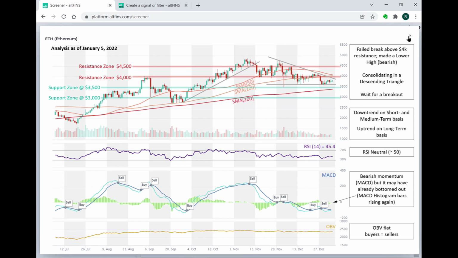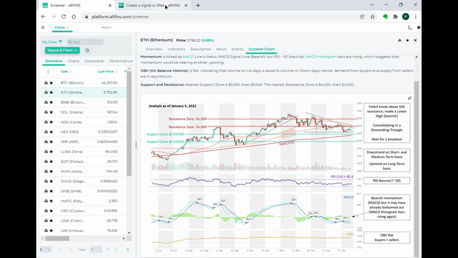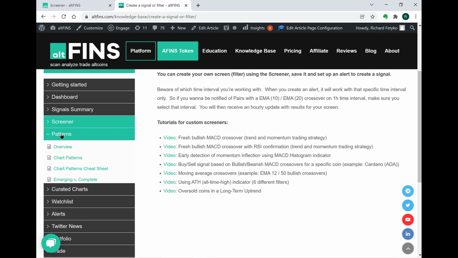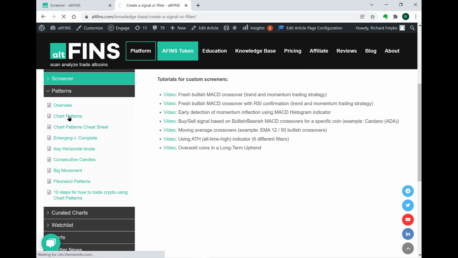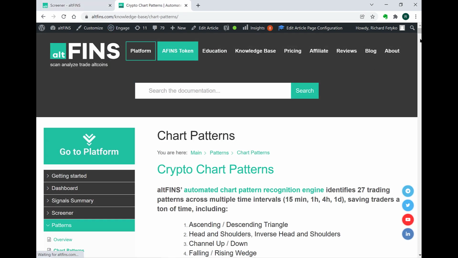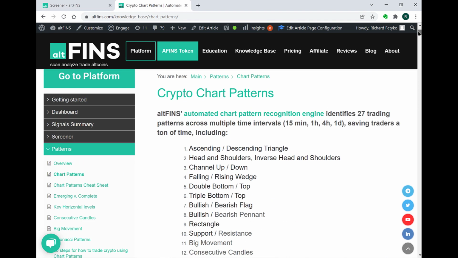By the way, you can read about the patterns in our knowledge base. If you go to our knowledge base, on the patterns, we have lots of content that teaches you what type of patterns are bullish, bearish, how to find them on the platform, how to trade them, and so on. So there's about 16, 17 different patterns that we discuss in the knowledge base.